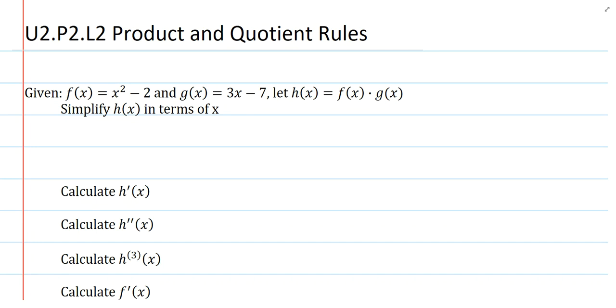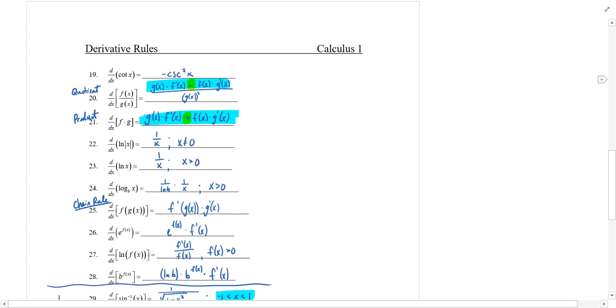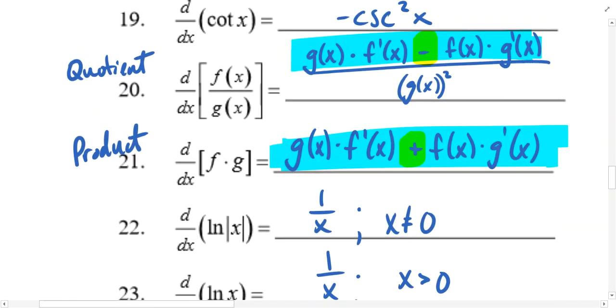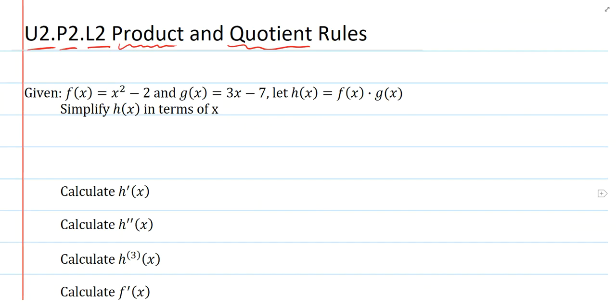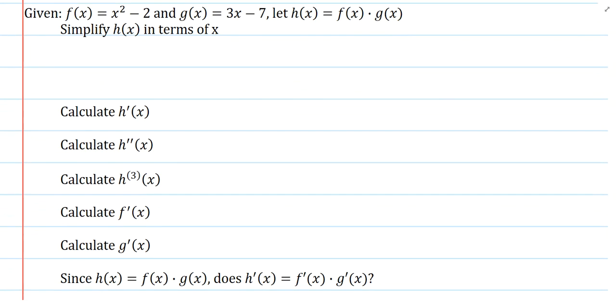Hello. In this video we're going to talk a little bit more about our Unit 2, Part 2, this time Lesson 2, inside of our calculus class. And this is where we get to introduce our product and quotient rules. These are rules number 21 and 20, respectively, in our list of rules that I'm asking you to memorize. And so here we'll get a chance to see how they work and why we use them.